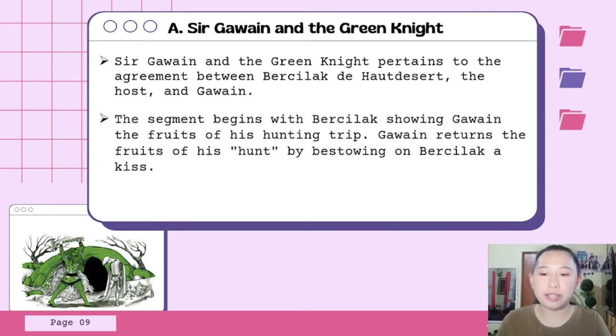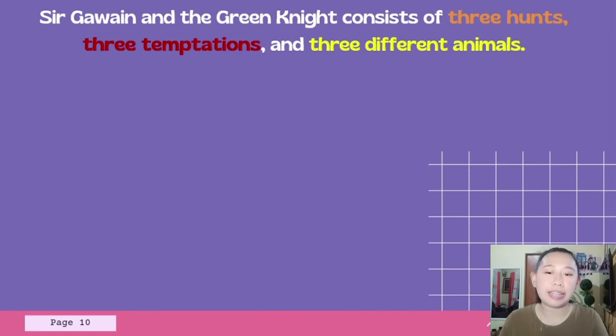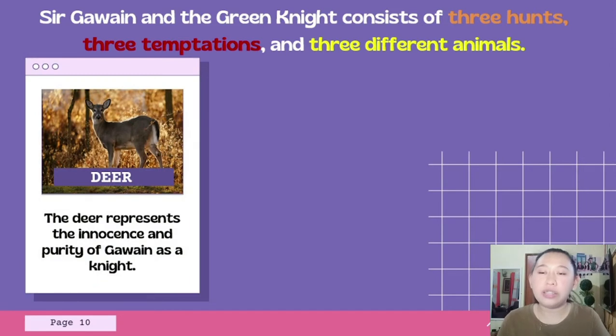The segment begins with Bertilac showing Gawain the fruit of his hunting trip. Gawain returns the fruit of his hunt by bestowing on Bertilac a kiss. The source of the kiss given to Gawain remains anonymous. However, Gawain is not aware that Bertilac knows exactly where and from whom Gawain has received his gift. Sir Gawain and the Green Knight consists of 3 hunts, 3 temptations, and 3 different animals. It is not by accident that the first day's hunt is for deer. The deer represents the innocence and purity of Gawain as a knight.